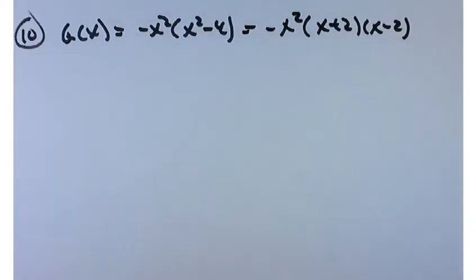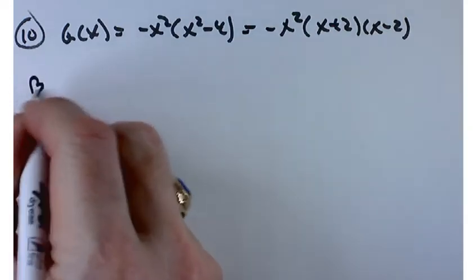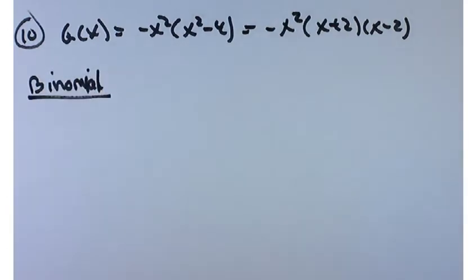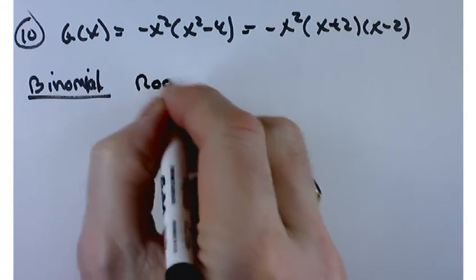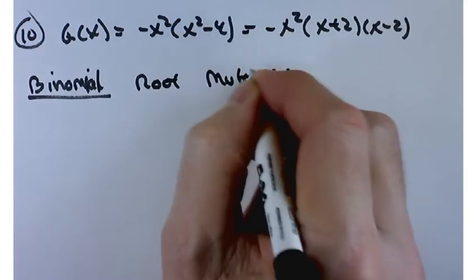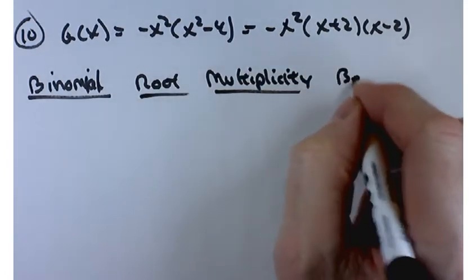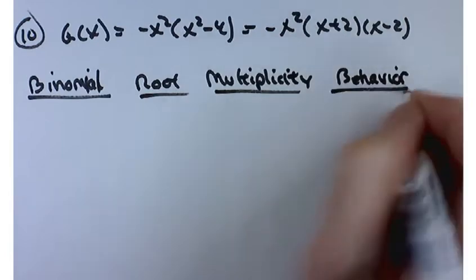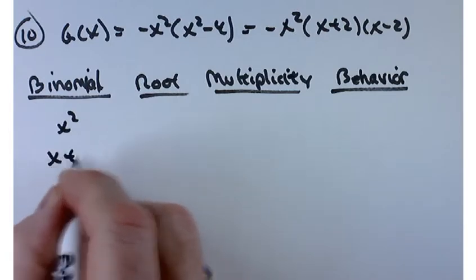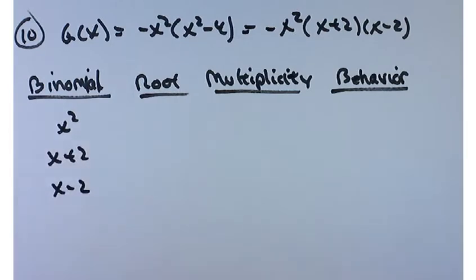So having it factored there helps us out, because we can look at this and decide where this actually equals 0. So let's look at the binomials, and then the root, and the multiplicity, and finally the behavior. So my binomials here are going to be an x squared, an x plus 2, and an x minus 2.